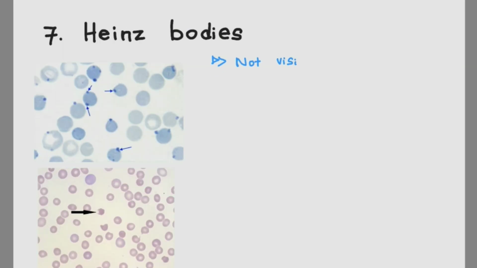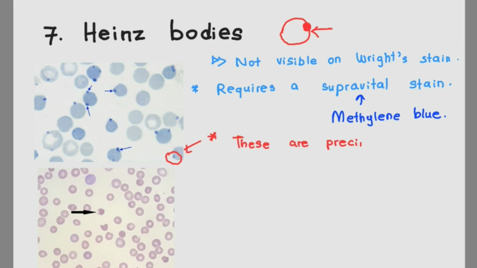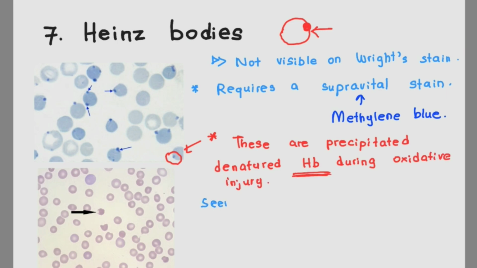Last one is Heinz bodies, but we can't observe these structures in a normal blood smear stained with Leishman stain. We need to use a supravital stain like methylene blue to observe Heinz bodies. These are precipitated denatured hemoglobin during oxidative injury. Therefore, these cells can be seen in conditions such as G6PD deficiency and in unstable hemoglobinopathies.